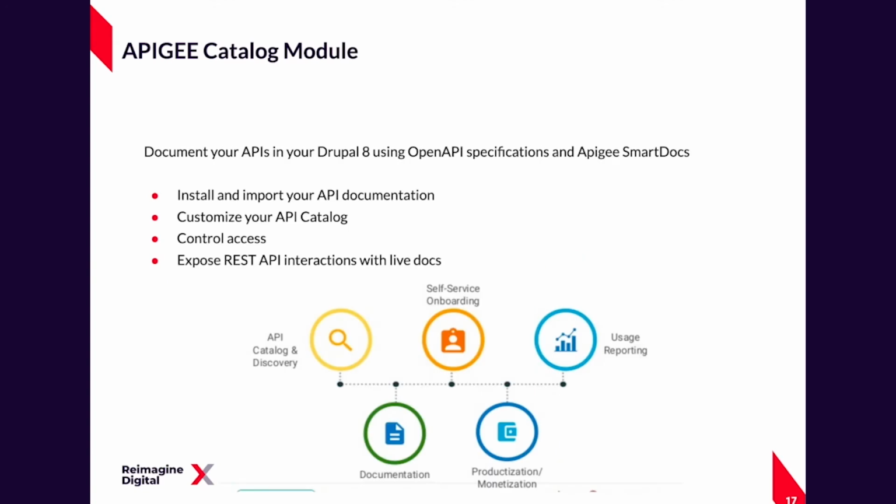Next, you would install the catalog module, very similar to the way the Kickstart distribution does it. Here you would do it manually, and it will allow you to still install and import your API documentation. You can customize it at that point. It gives you fine-grained access control, and it exposes the REST API interactions with live documentation. So you still get all the functionality, but you just get a little bit more control over the process.